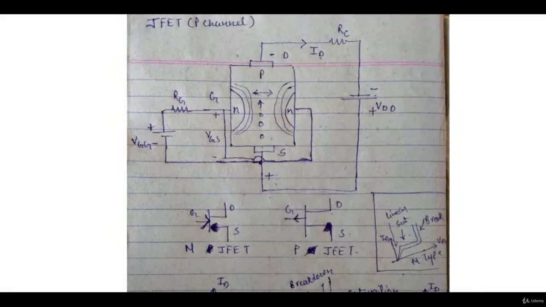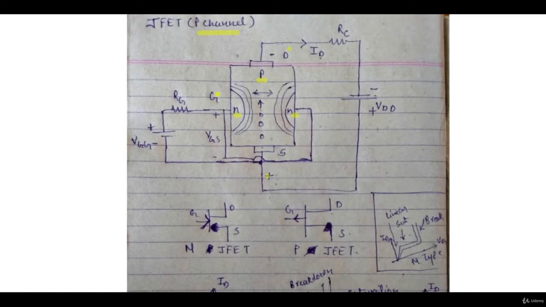Okay, so let's look at the JFET P channel type. The channel will be of P type. Here you can see the channel is P type, this is N type, this is N type. So it has replaced the positions, N became P, P became N. This is gate, this is drain, and this is source.